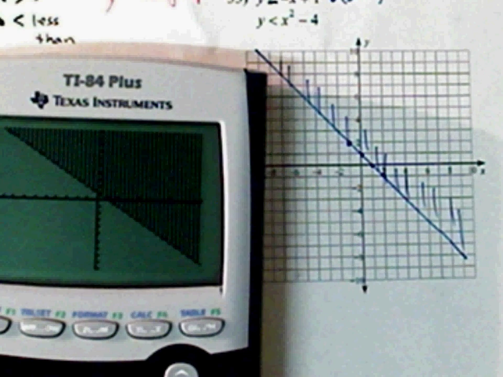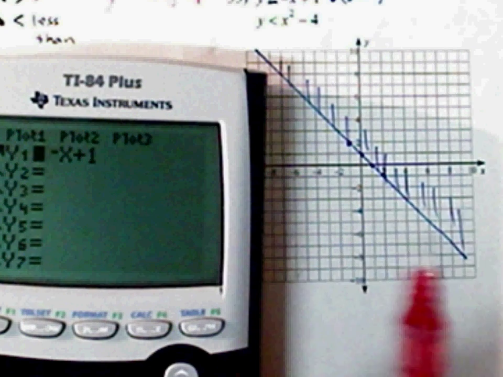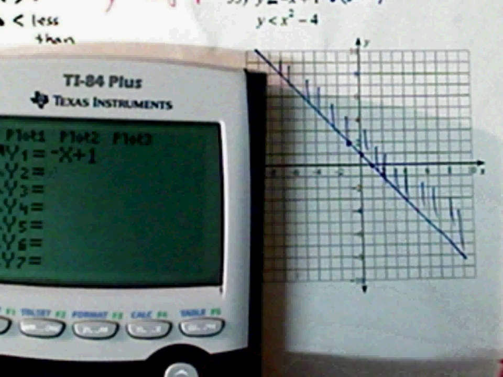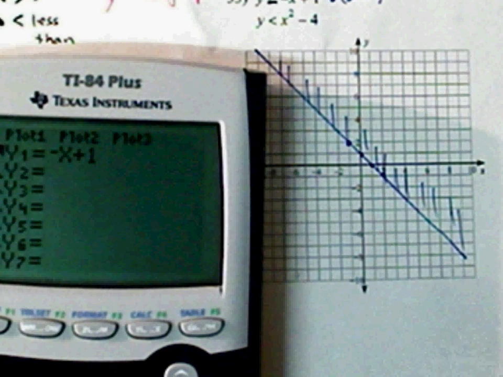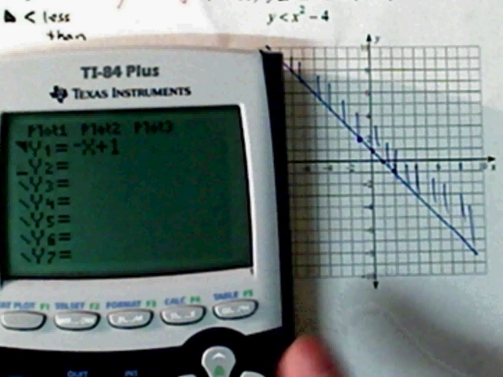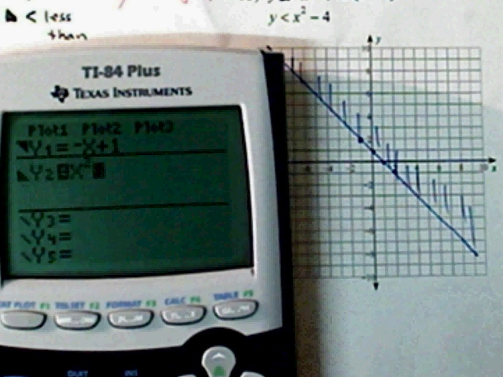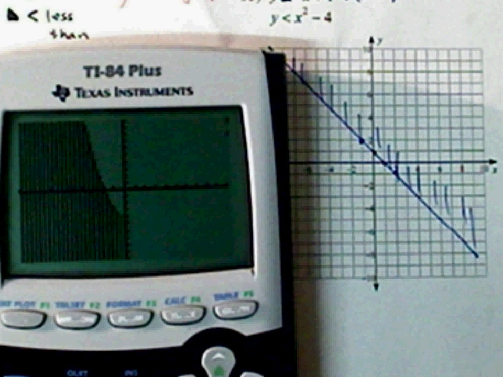Your second one, this one is less than. So I'm going to go ahead and not show that one yet so I can get my points. This one's less than. And there's my less than. Here's your graph. Right click over, enter x squared minus 4, and hit graph. And that's how it graphs for you.